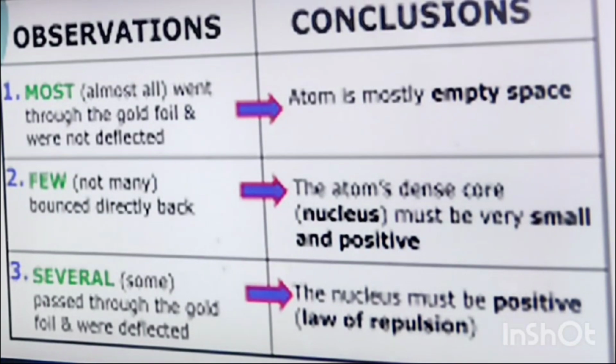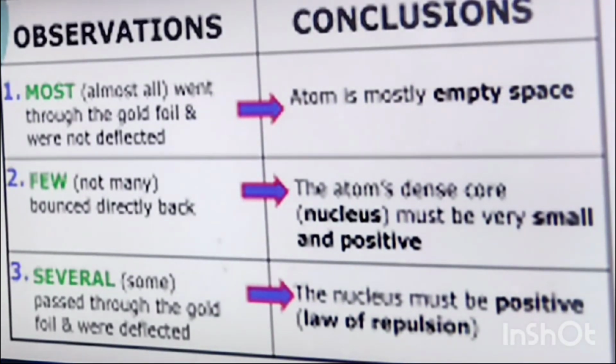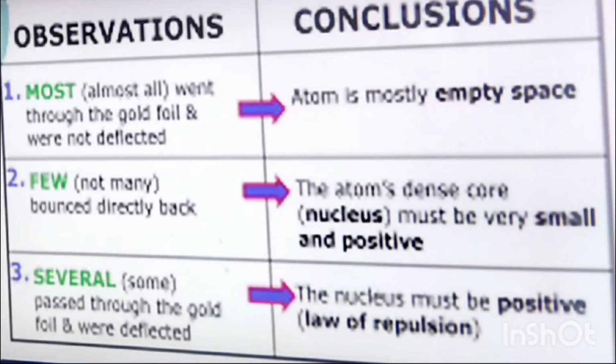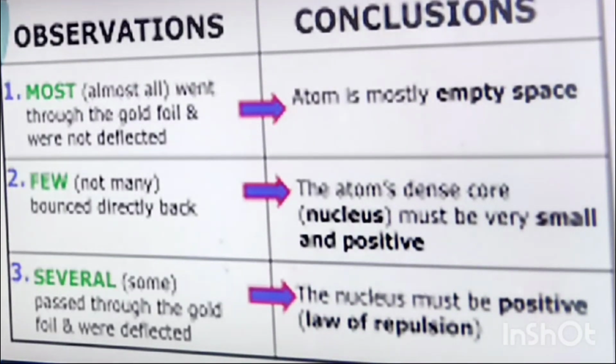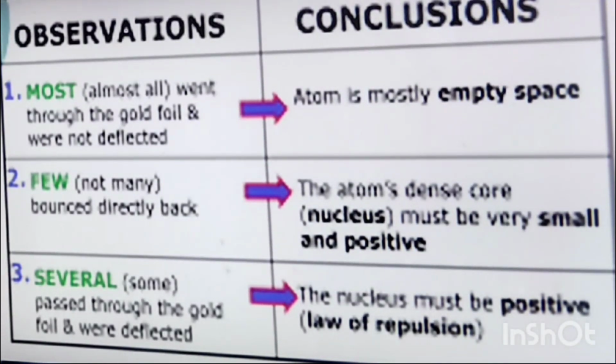Most of the alpha particles went straight through the gold foil and were not deflected. The atom is almost empty. Few bounced directly back. This shows that the atom is dense. It must be very small and positive. Several passed through the gold foil and were deflected. The nucleus must be positive. Law of repulsion. Okay, so this was about Rutherford's model.